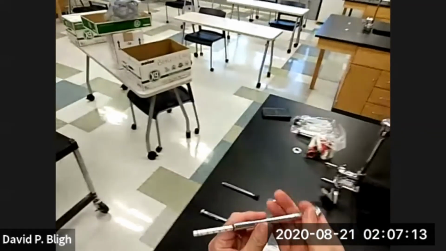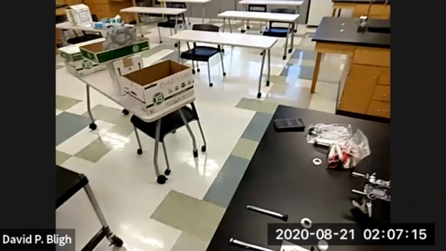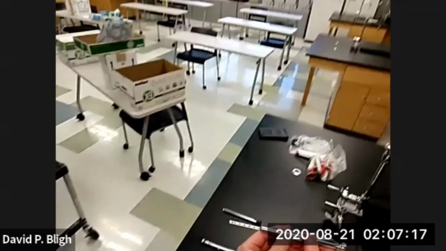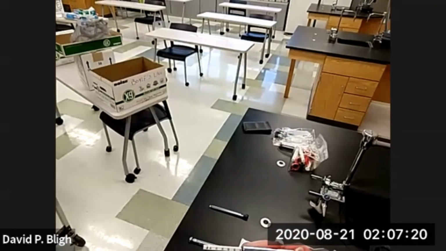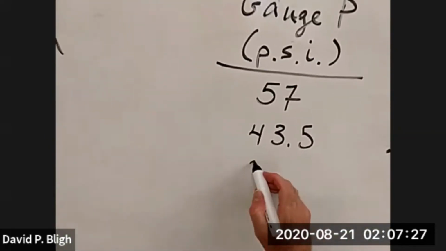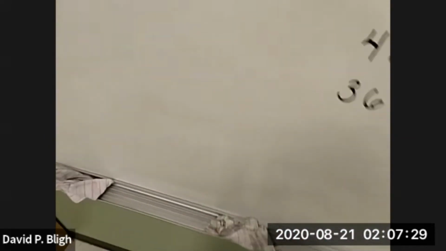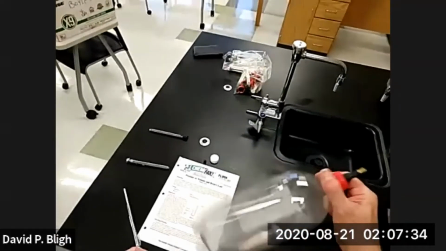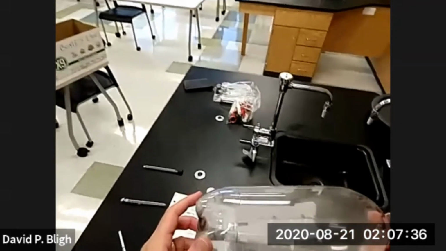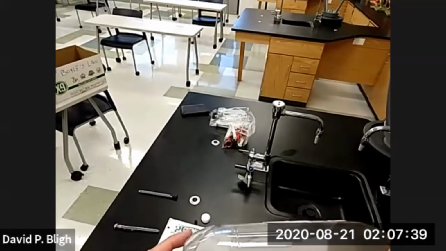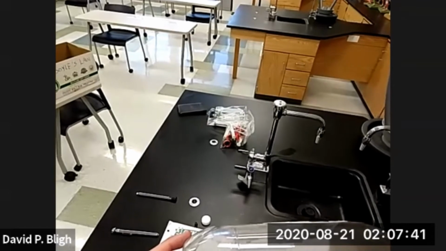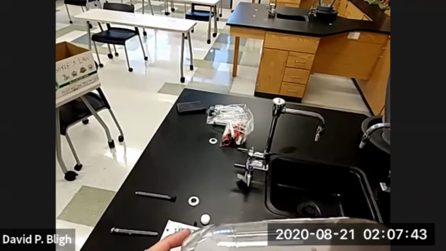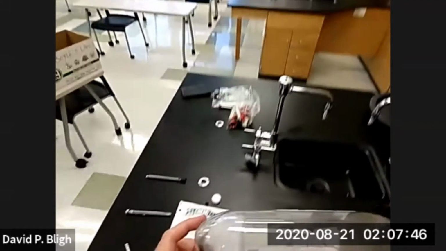Okay. All right, psi. Each one of these tick marks is 1 psi. So there's 35, 36, right on the money. 36 psi. Okay. Now, what volume does that represent? What is associated with that volume? I see 2.6 milliliters.